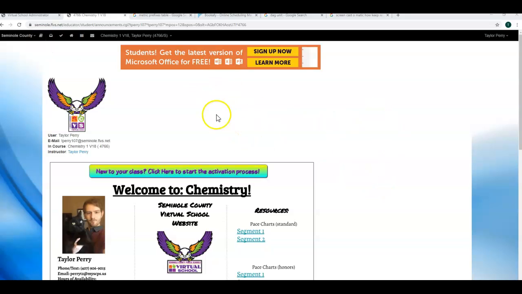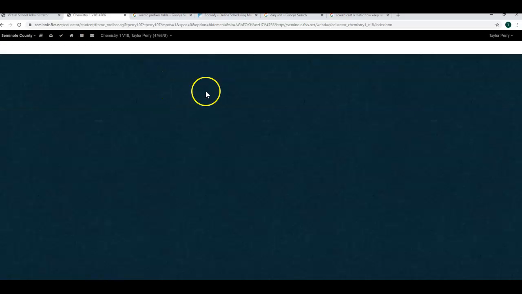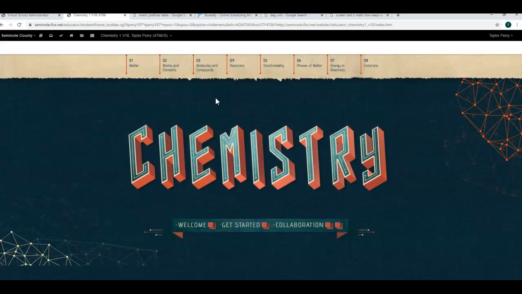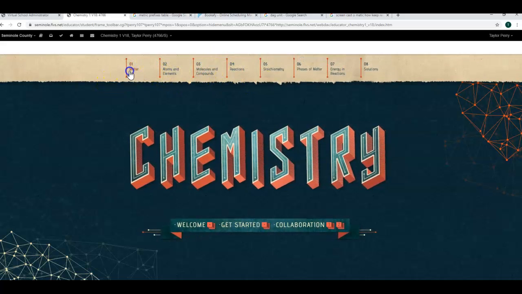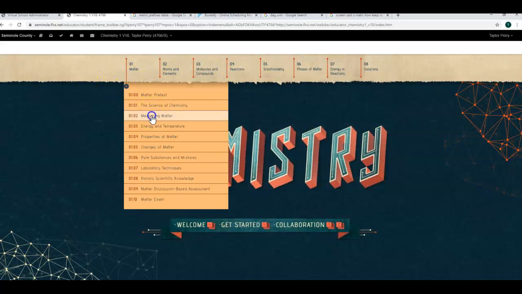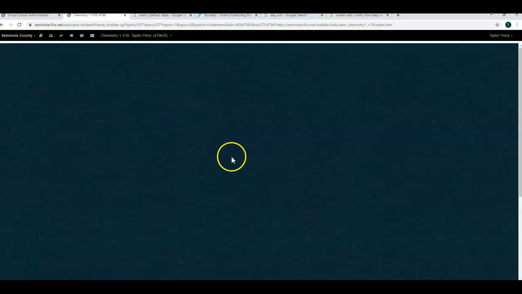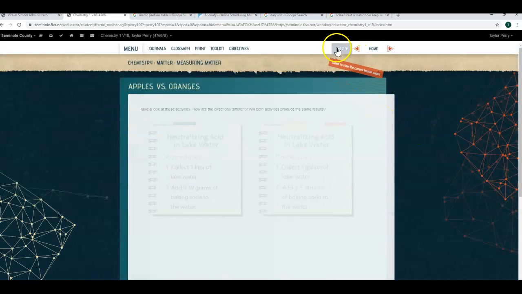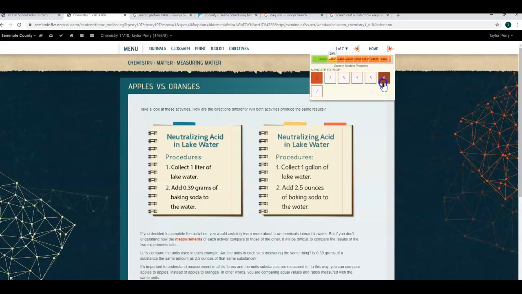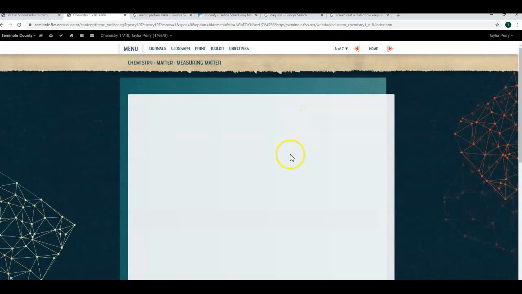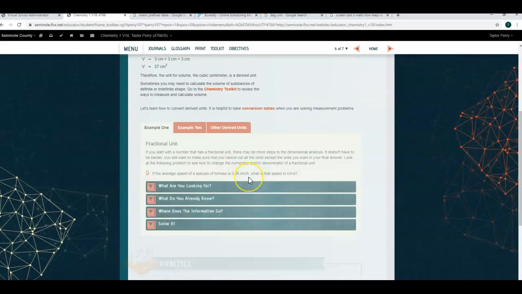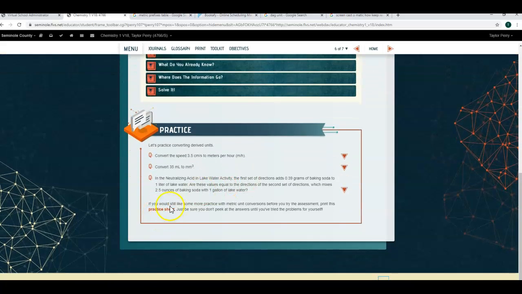So the way you're going to do this is you're going to go to your lessons. And we're going to go to matter. And let's go to measuring matter. This is where they have all those converting units problems that a lot of people are having trouble with. Let's go to page 6, because I believe they're on page 6. See, at the very bottom of page 6, you've got this practice sheet.